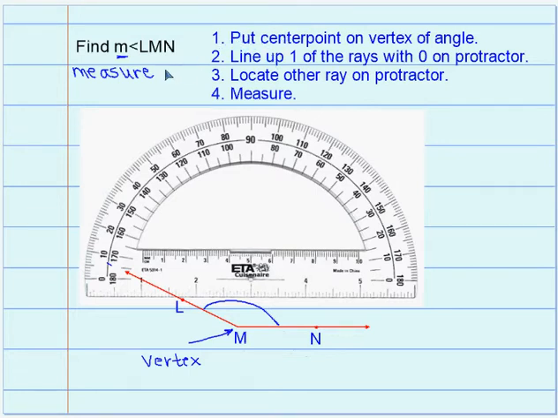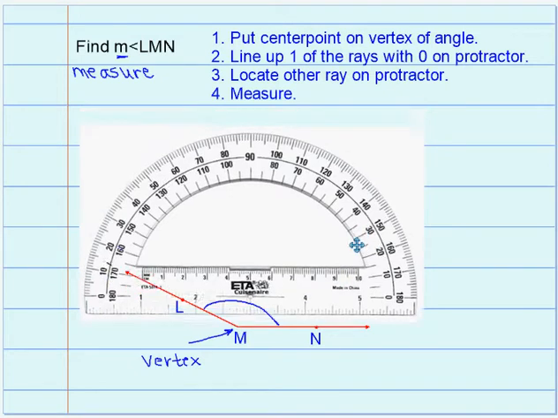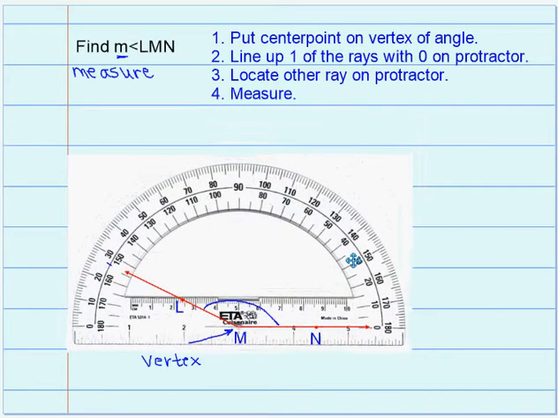So step one, to measure an angle, we're going to put the center point of the protractor on the vertex of the angle. And the center point is right here, that little open circle. That goes on the vertex. Okay, so if I can move that down and put it on the vertex. Then we line up one of the rays with a 0 on the protractor. Okay, so I have a ray here and I have 0 there.